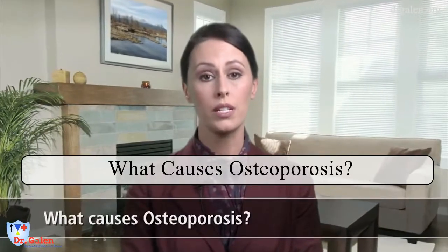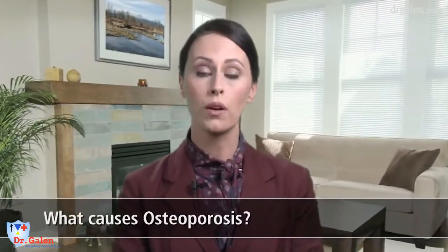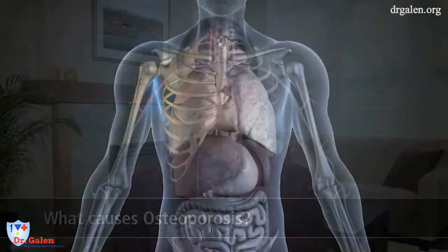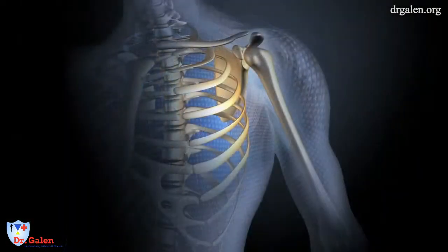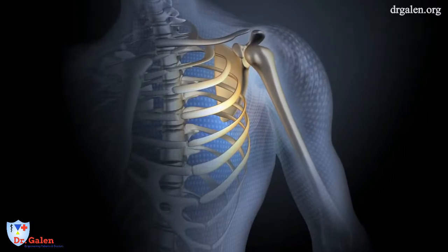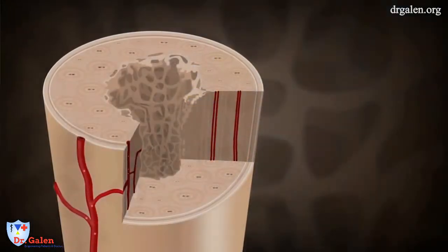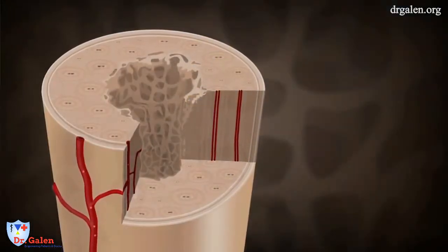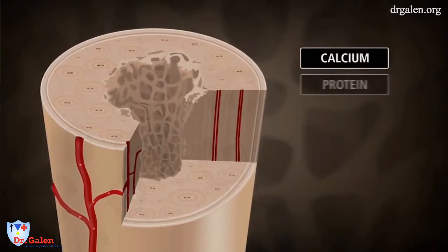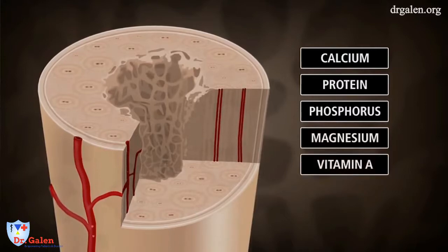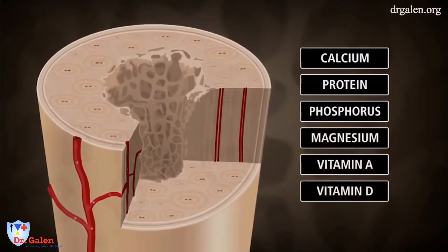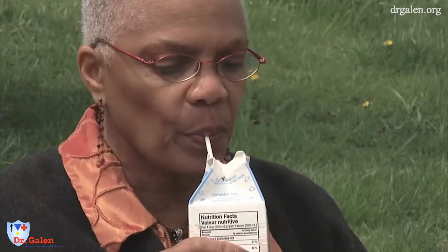Osteoporosis is when your bones deteriorate, putting you more at risk for fractures. Your bones protect your internal organs, store minerals your body needs, and give your body structure. Your bones are alive, and in order to stay healthy, they need calcium, protein, phosphorus, magnesium, and vitamins A and D. Your bones take most of these vitamins and minerals from what you eat and drink.